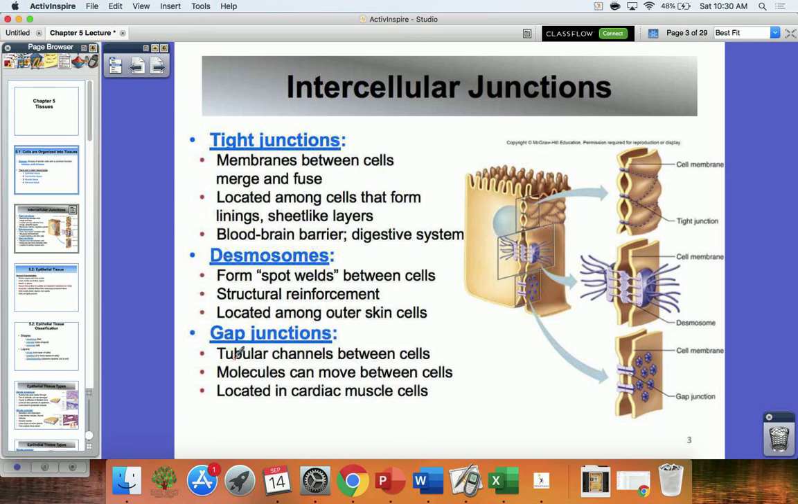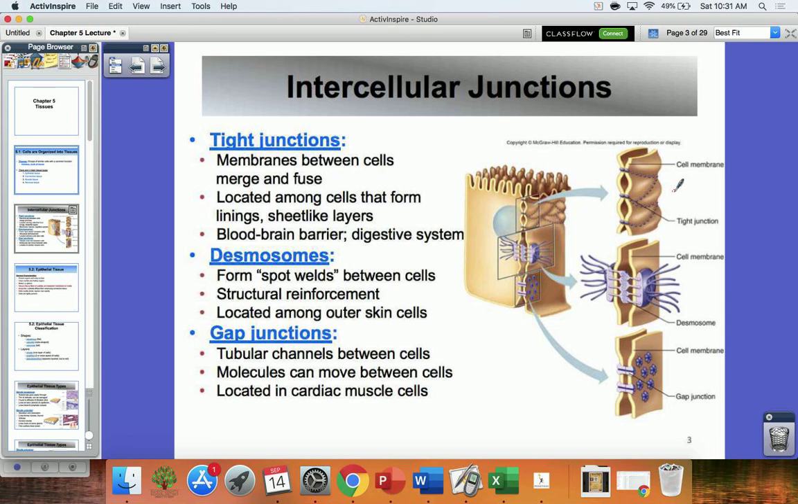And this is going to be where we have to have very easy access from one cell to the next. For instance, the blood-brain barrier, where we want nutrients that are in the blood to get into the brain, and things that may be in the brain to get out. So it needs to be very, very tight between those two. And even the digestive system, where we're having constant absorption of nutrients. And that's the example here. The top one is an example of a tight junction.